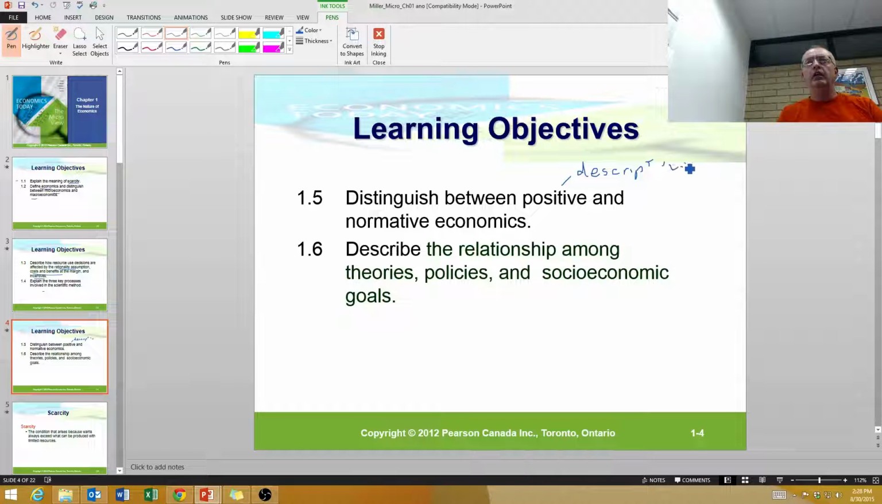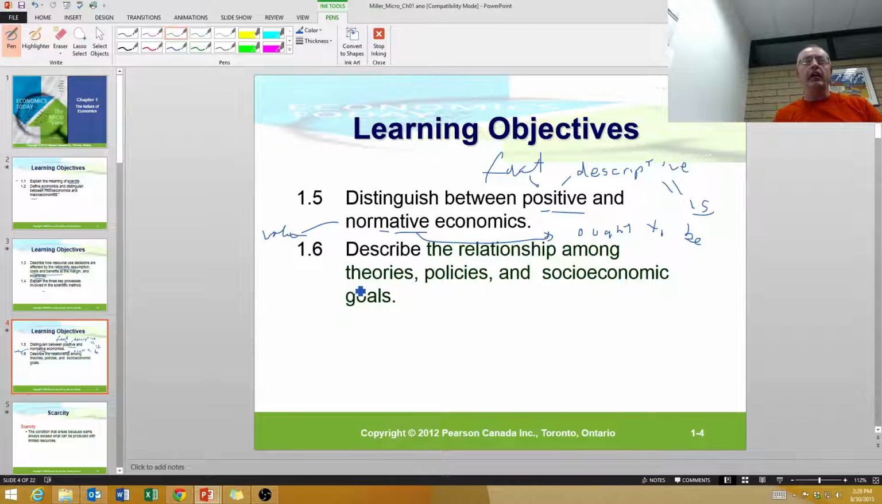And the word normative: positive, or descriptive, corresponds to what is, and normative corresponds to what ought to be. So normative economics corresponds to values, and positive economics corresponds to facts. That's the distinction. Positive means facts, normative means values, more or less.